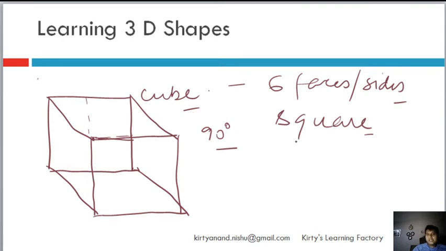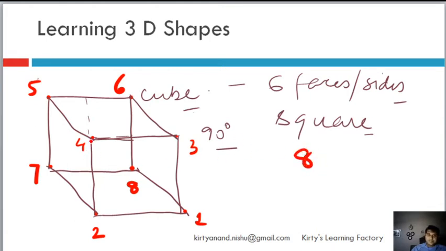So now we are counting how many vertices. So this is vertex 1, this is vertex 2, this is vertex 3, this is vertex 4. Let's go behind. This is vertex 5, this is vertex 6. Let's come down. This is vertex 7, this is vertex 8. Now, will there be any more vertices? The answer is no. So there are going to be 8 vertices.